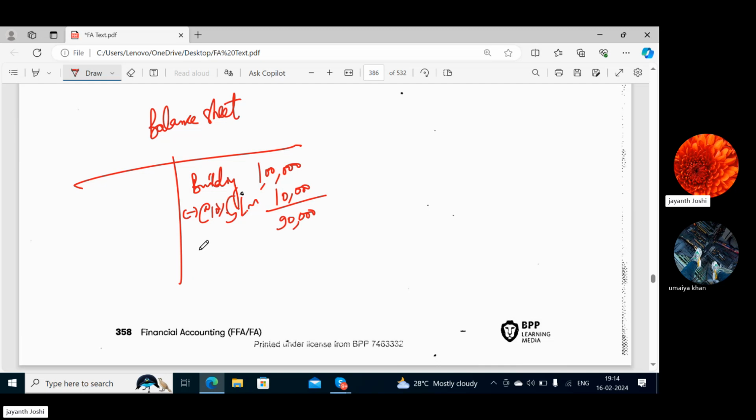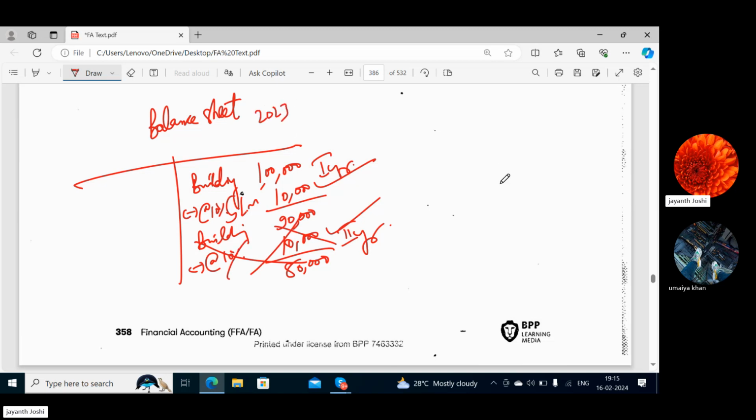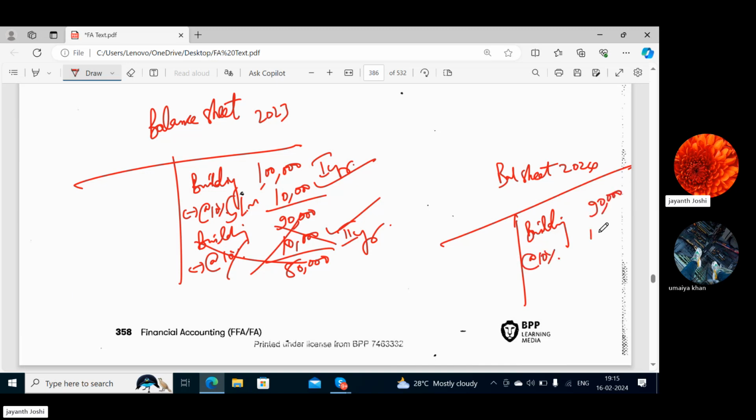Then next year the building value is 90,000. Again 10%, 10,000, leaving 80,000. This was the way you used to show it every year. That means every year you used to deduct 10,000. This is the balance sheet for 2023, then the balance sheet for 2024. Now the building is 90,000, and at the rate of 10%, if you remove 10,000, the building is now 80,000. Again in 2025, you'll take 80,000, deduct 10,000, and show 70. It used to go in that way.